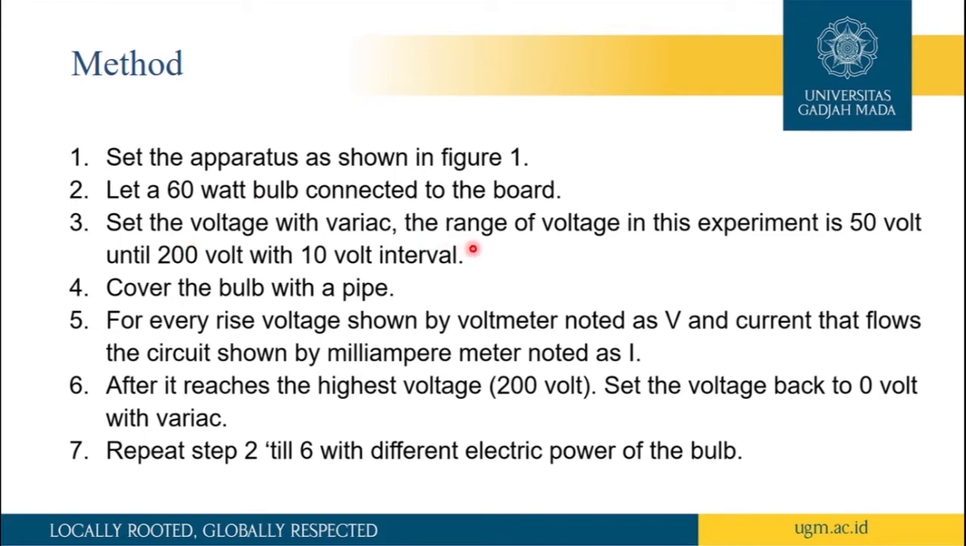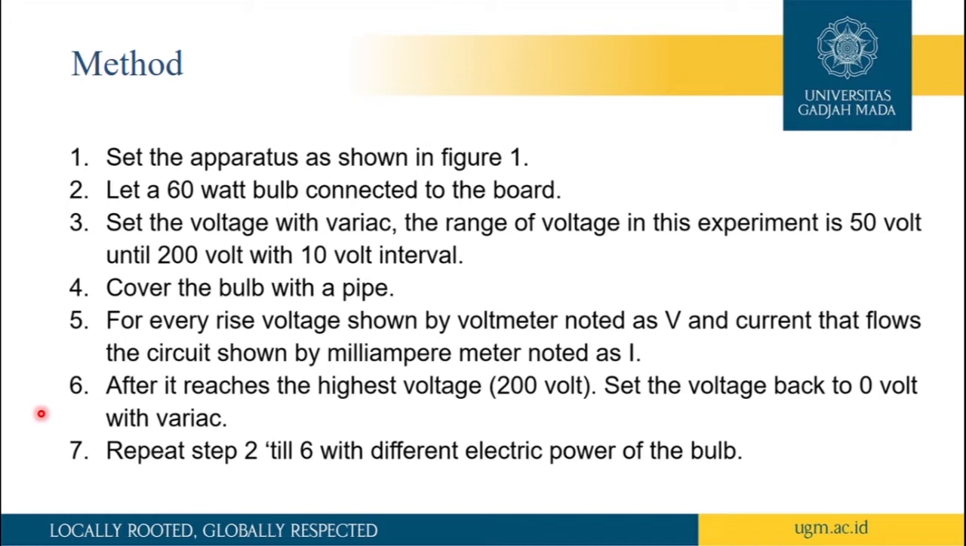The range of a voltage in this experiment is 50 volts until 200 volts with 10 volt interval. It means that we start from 50 volts, then 60 volts, 70 volts, and so on until 200 volts. Cover the bulb with the pipe. Then, for every rise voltage shown by voltmeter, we note it as V, and current that flows the circuit shown by milliampere meter, we note it as I.